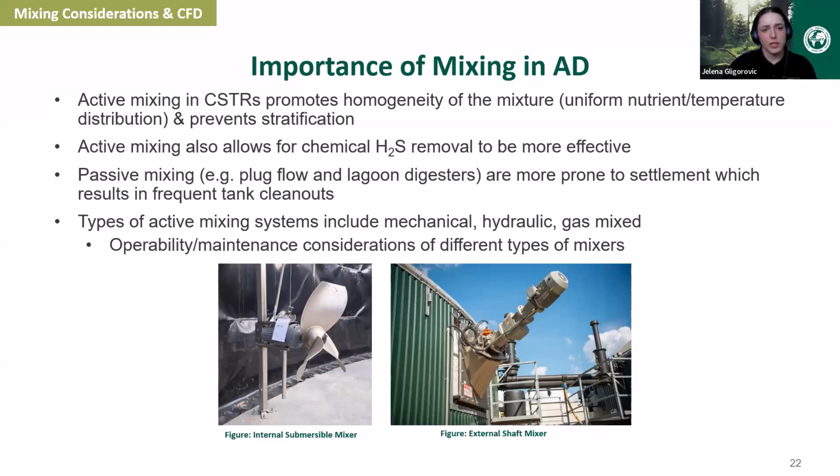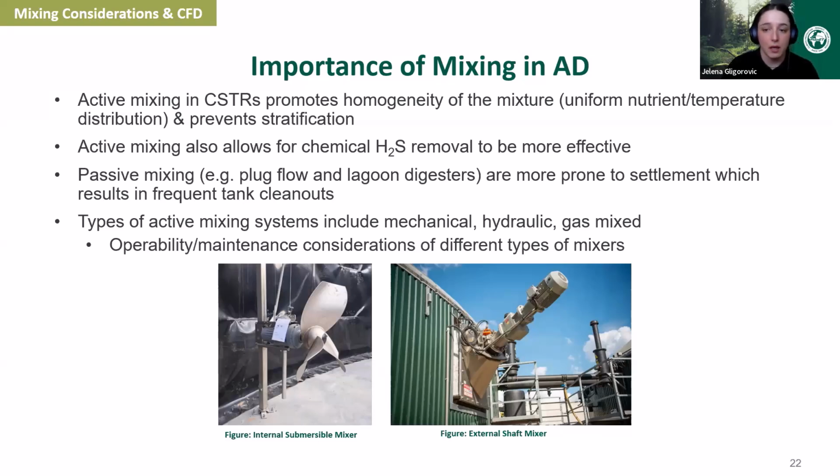So there's active mixing, and there's also passive mixing. Passive mixing would be like plug flow and lagoon digesters. These are more prone to settlement, which also results in more frequent tank cleanouts for these systems. There are different types of active mixing systems. There's mechanical, which are like paddle mixers and agitators. That's what Plan T typically uses, and that's what's shown on the bottom here. There's hydraulic and also gas mixing as well.